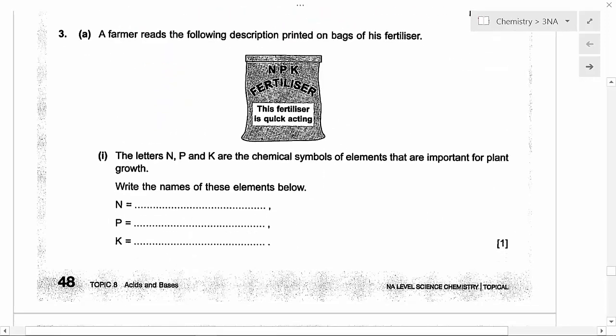Okay, the names of these elements. N is nitrogen. Always refer to the periodic table, and please spell correctly.